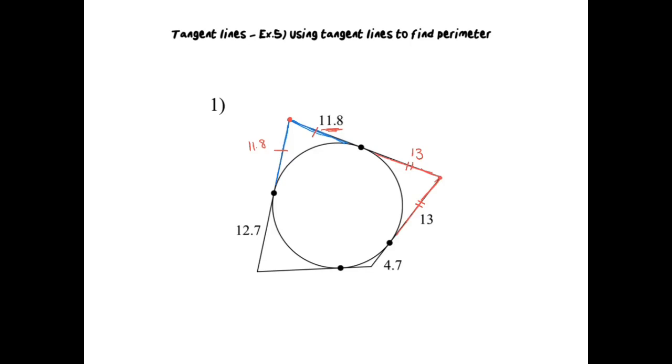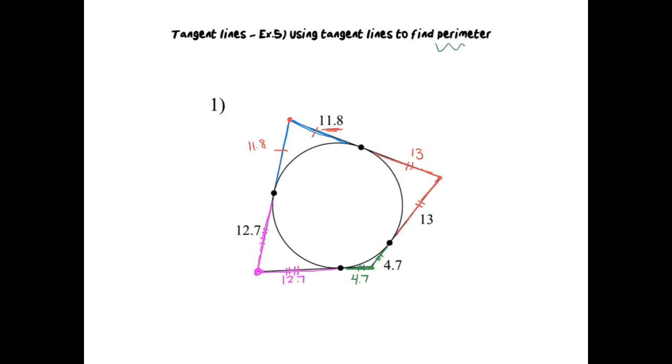All right, so up next, we got this one that's 4.7 that meets up at a common endpoint with this one, which must also be 4.7. And then lastly, we got this one that's 12.7 meeting up at a common endpoint with this tangent, which must also be 12.7. So when they meet up at a common endpoint, they are congruent to each other. Should put the marks there, right?